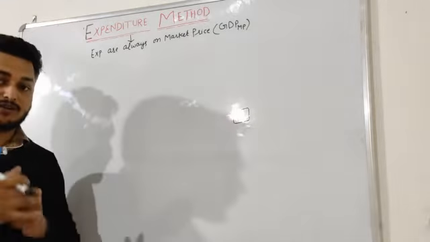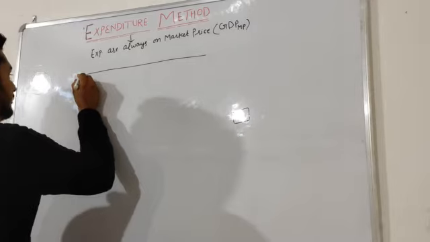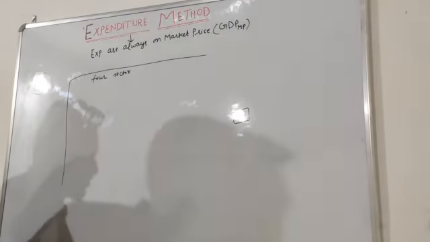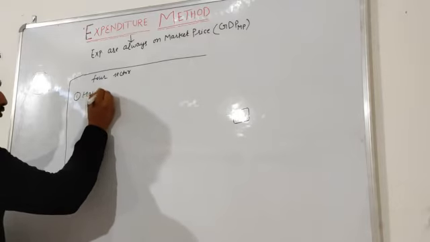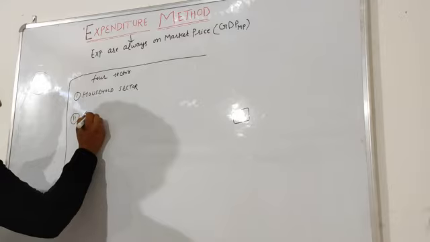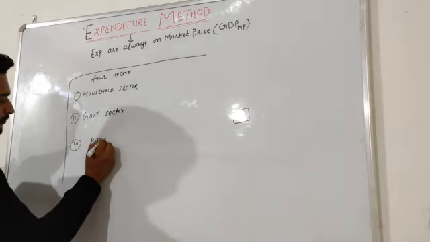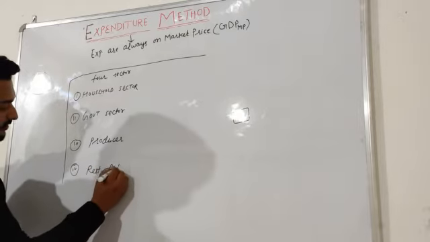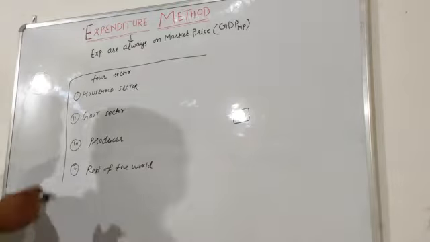So how many sectors are doing expenditure in an economy or in a market? There are 4 sectors who are doing expenditure in a market. The first one is the household sector. Second, the government sector. Third, the producer sector. Fourth, the rest of the world.